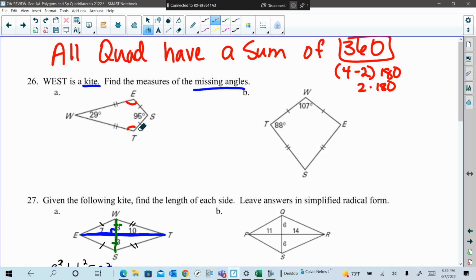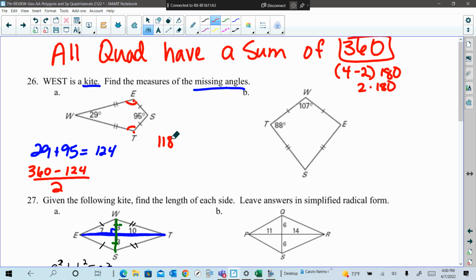To find that missing angle measure, you're going to add up the angles that you do know, which are 29 and 95. That gives me 124. We know that the total sum of any quadrilateral is 360. So I'm going to do 360 minus that 124. But since I know these 2 angles are congruent, I'm going to divide that answer by 2. So this came out to be 118.